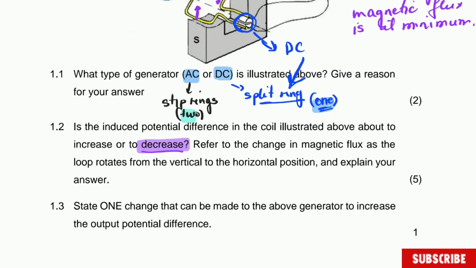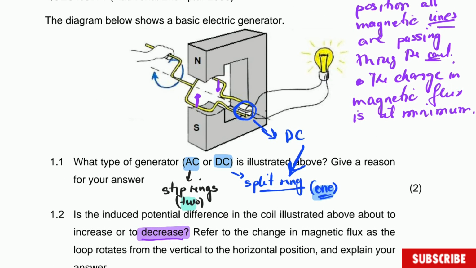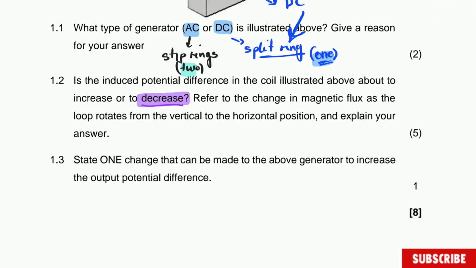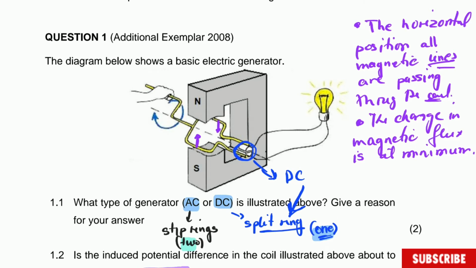State one change that can make the above generator increase the output potential difference. How can we produce more potential difference and therefore more current in this specific small generator? That is the final part of this question, and this one is question 1.3. Let's do it here, 1.3. There are 3 things we can do there, very easy. First of all, we can speed up the rotation, or increase the speed of rotation.